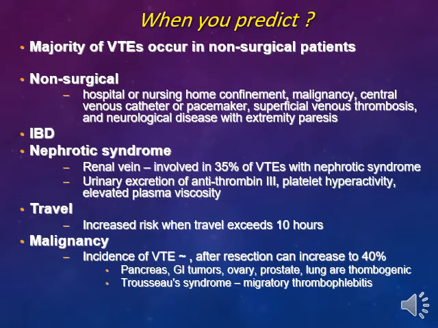Patients with inflammatory bowel disease, due to repeated vomiting and diarrhea, develop dehydration and increased viscosity of the blood. Patients with nephrotic syndrome usually have renal vein involvement, which occurs in 35% of cases, because of the urinary excretion of antithrombin III and the related hypercoagulability and elevated plasma viscosity, all of these leading to the presence of DVT or renal vein thrombosis.